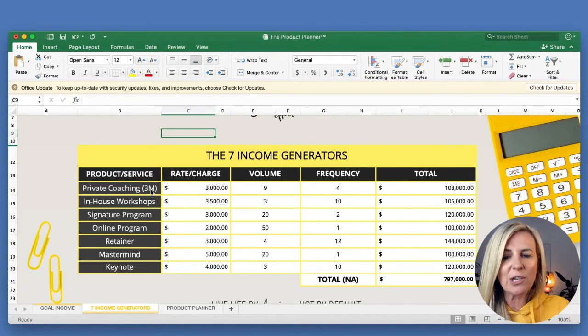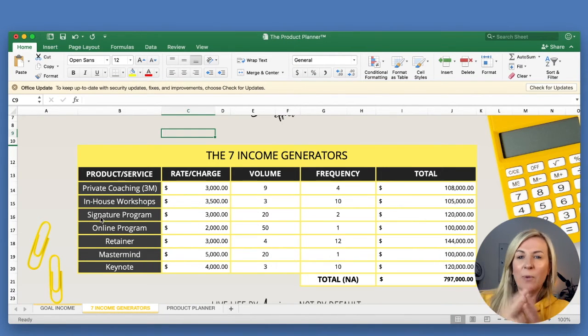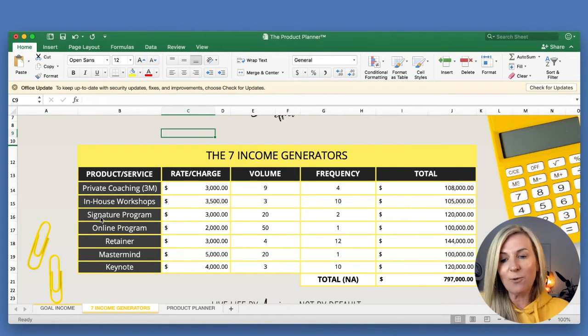So private coaching, 3M stands for a 3-month coaching package. In-house workshop, that's a 1-day workshop where you go out to a client, maybe it's a corporate client, and you do a day of training. Your signature program, this is a more high-value continuity program. You can then turn that into an online program. You could charge yourself out. This is what we did when we first started as a retainer. So there's a monthly fee that you get paid regularly to do certain things, deliver certain results.